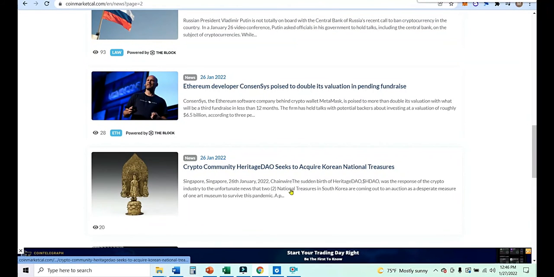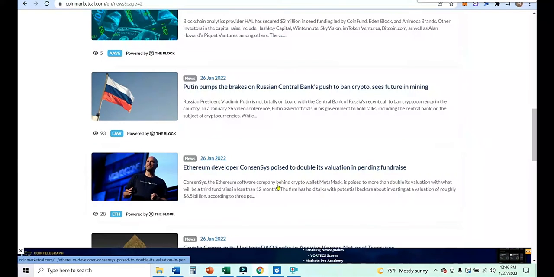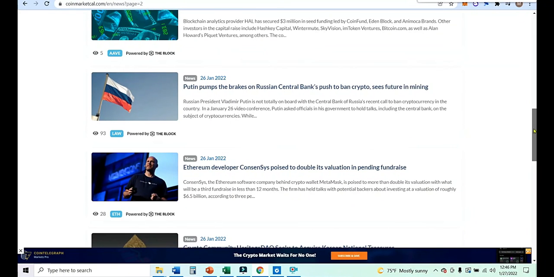Crypto community Heritage DAO seeks to acquire Korean national treasures. All right, so again, the DAOs are the people that are trying to basically crowdsource, bring a bunch of people together, each with a little bit of money, and put it towards some type of purpose. Whether it's good, whether it's bad, that's to be determined. Anybody can make anything in this space, which is what's great about it. Ethereum developer Consensys poised to double its valuation in pending fundraise. Excellent. Good for you guys.